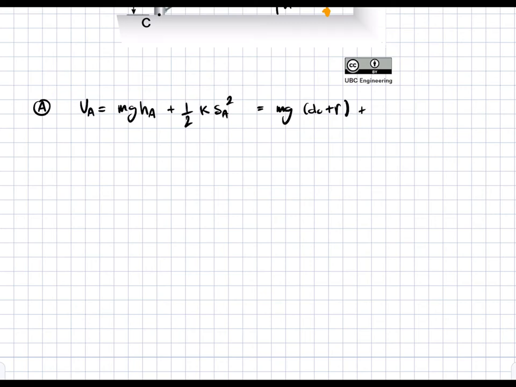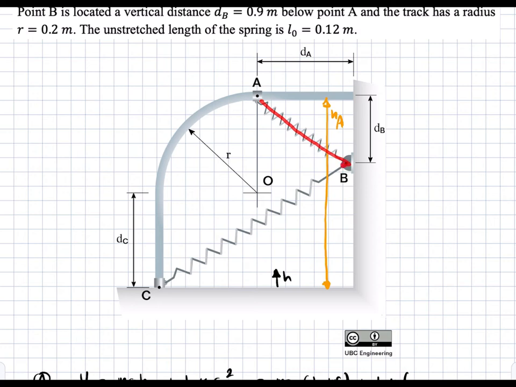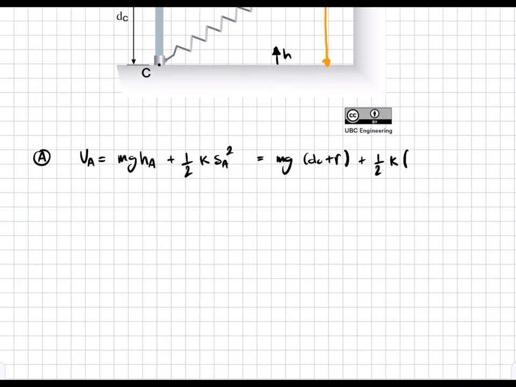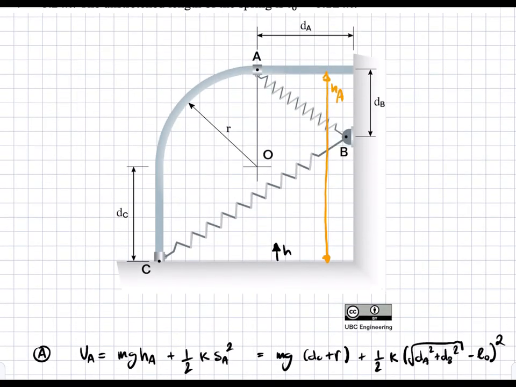Then we have our second term, which is 1/2 times k times SA squared. As I mentioned, SA is the stretch, so delta x, which is the length of the stretched spring minus the initial unstretched length L naught, and everything squared. The stretched length is this distance over here, which we can find with dB and dA. It's just the hypotenuse of that triangle. So that's going to be the square root of dA squared plus dB squared, minus L naught, and then everything squared. Again, stretched length minus unstretched length, all squared.